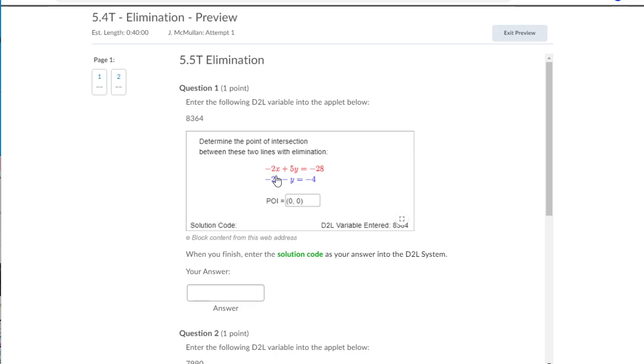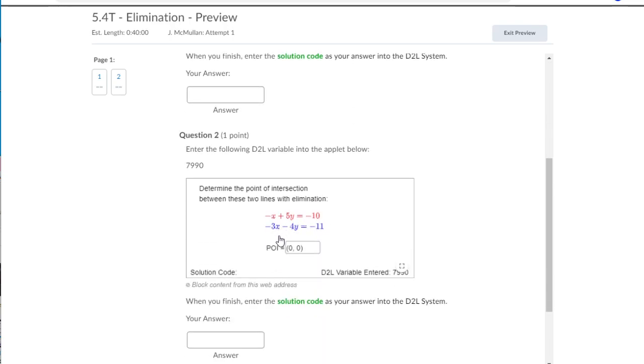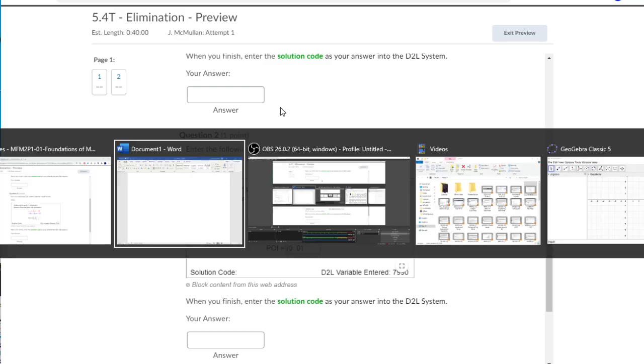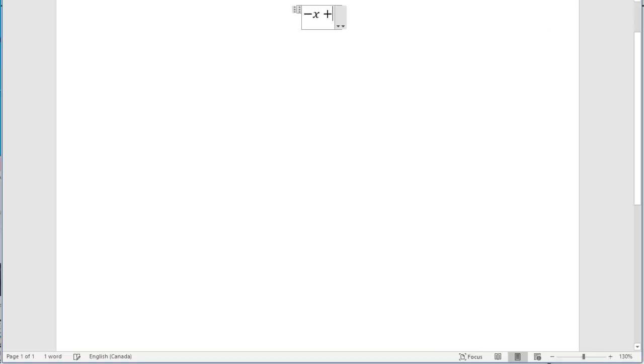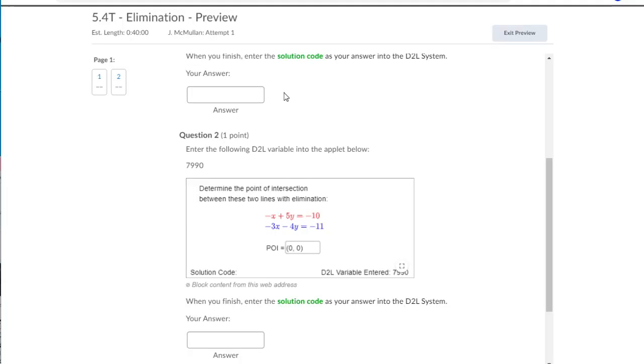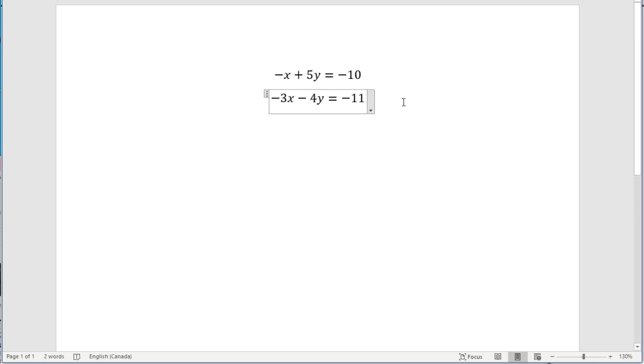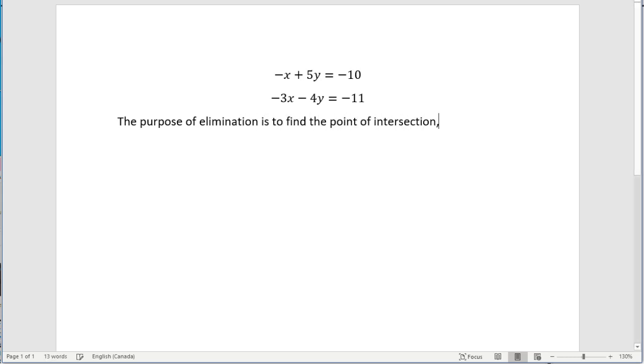I'm going to choose to work with the second one. So we have negative x plus 5y is negative 10, was our first question, and then negative 3x minus 4y equals negative 11. Again, our goal with the elimination is to find the point of intersection, or to solve the system is another way of putting it.